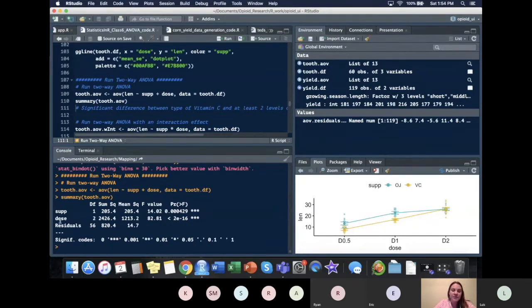But remember, in the dose, we don't know if the dose 0.5 is significantly different from dose 1, or if dose 1 is significantly different than dose 2. So we have to run that extra model here. Are there any questions about that?